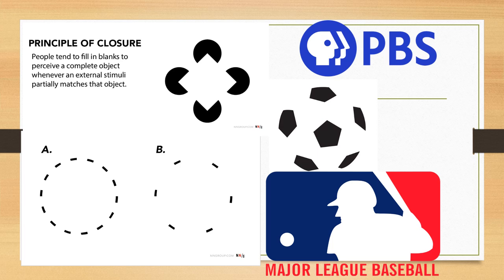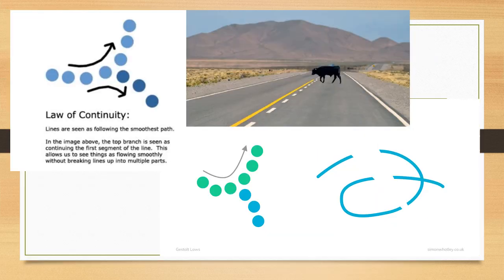This is the principle of closure. So your brain naturally fills in the gap. Your brain naturally sees a soccer ball. It naturally sees a circle. Your brain is able to fill in all of the gaps here, even though there's no actual lines to finish these images. The law of continuity is where lines are seen as following the smoothest path.